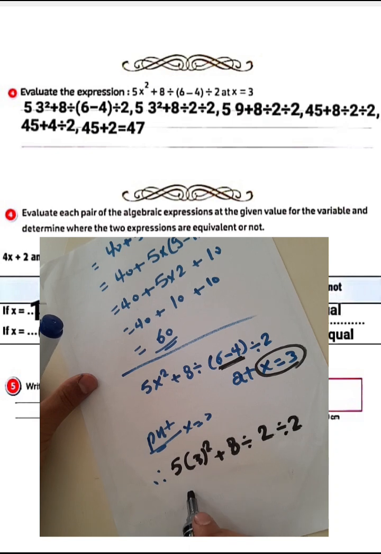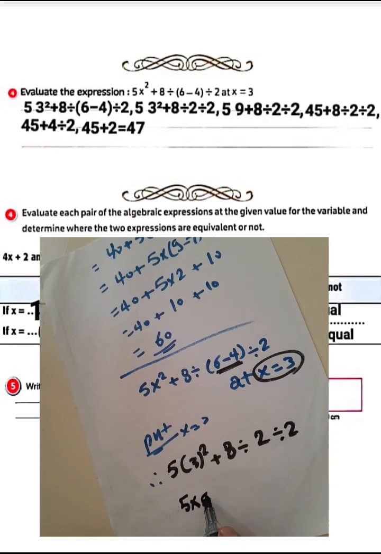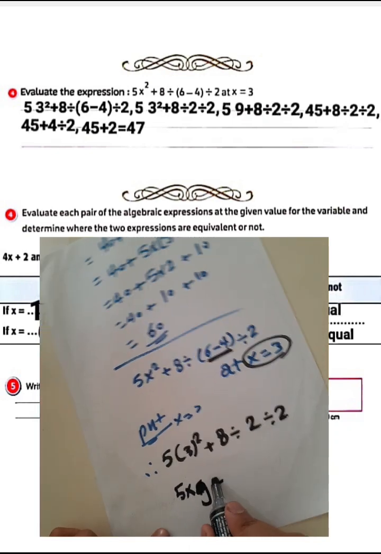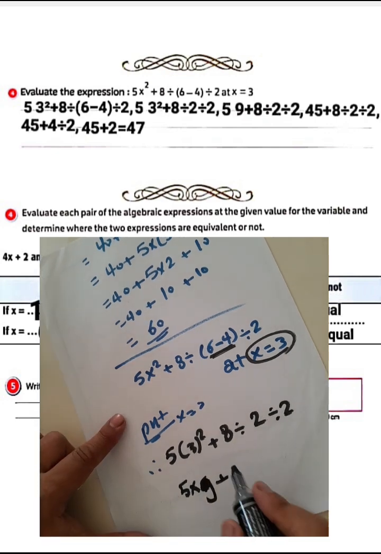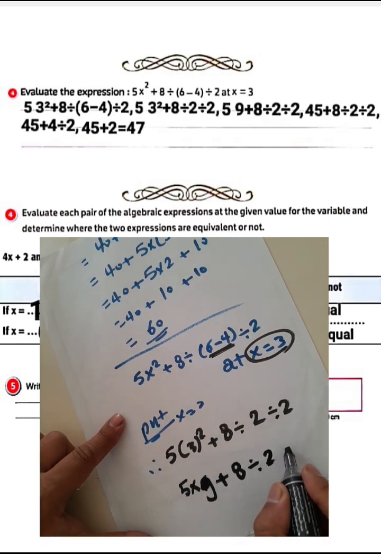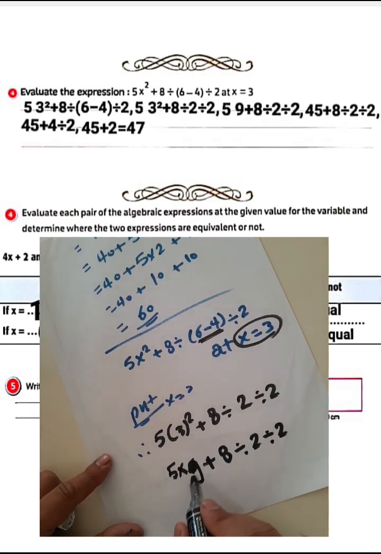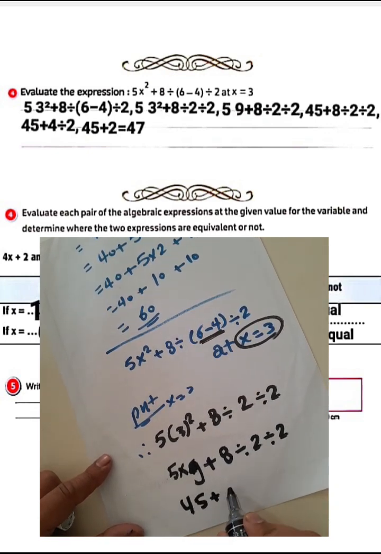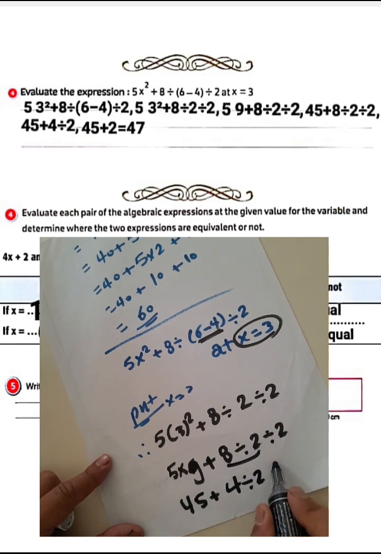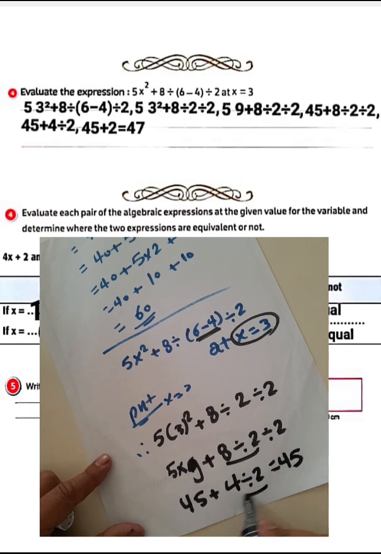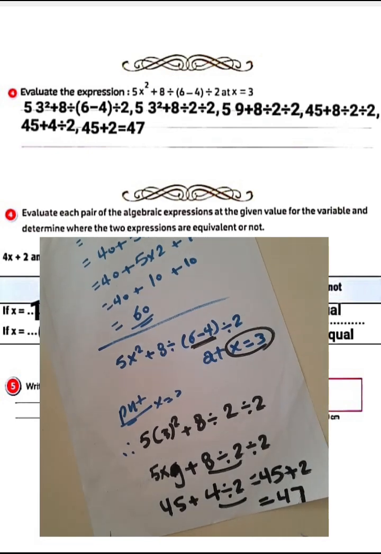Okay, write 5 times 3 power 2 equal 9 plus 8 divided by 2 divided by 2. Okay, 5 times 9 equal 45 plus 8 divided by 2 equal 4, minus 4 divided by 2. Then we can write 45 and 4 divided by 2 equal 2. The result will be 47. It's the result of this example, 47.